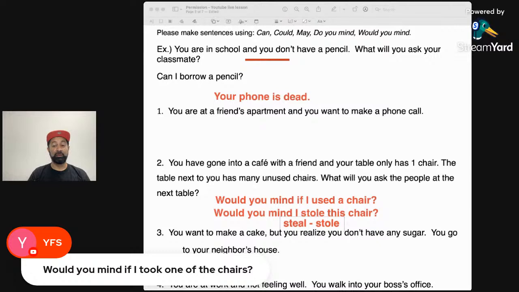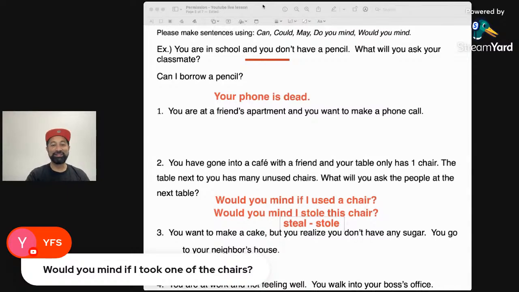All right. So if you noticed, we are using 4 different verbs in this situation. The meaning is all the same. Would you mind if I used this chair? Would you mind if I borrowed this chair? Would you mind if I took one of these chairs? And would you mind if I stole this chair? All of them have the same meaning. But in English, we always have a variety of verbs that we can use in many situations. All right, great job, everybody.